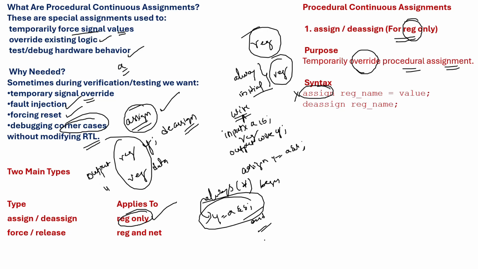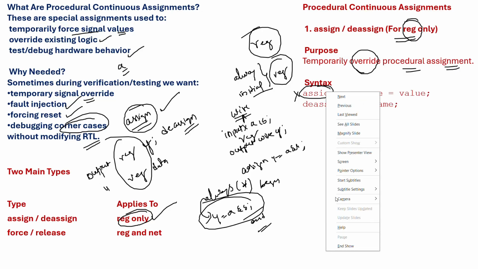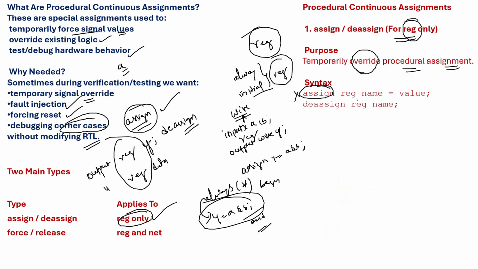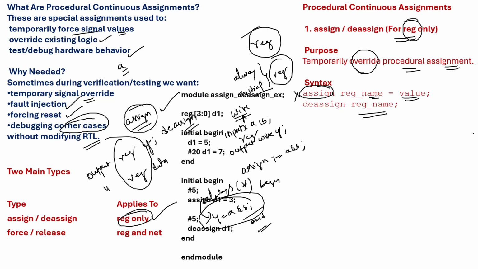But here I am utilizing this assign keyword for the register name. Then I will hold the value temporarily, and again after assigning the value I will deassign the register name. Whatever register I am utilizing, I deassign that register name. That is the reason I am considering it here. See the example here, look at here.